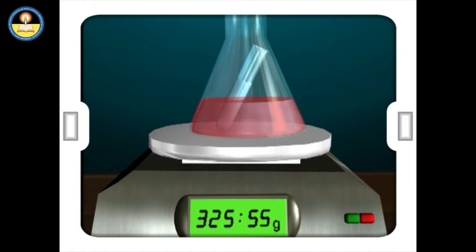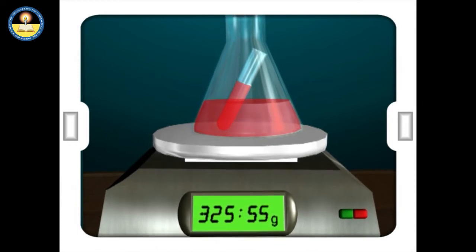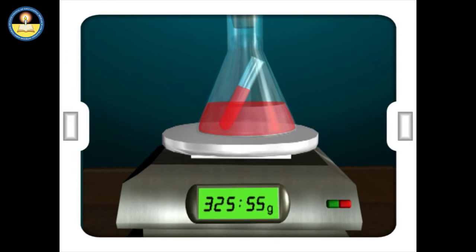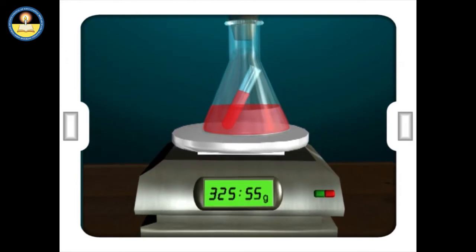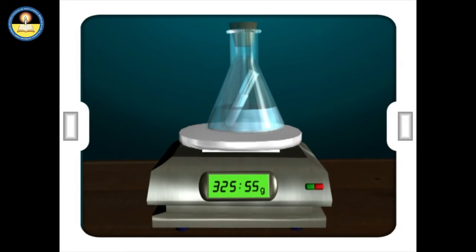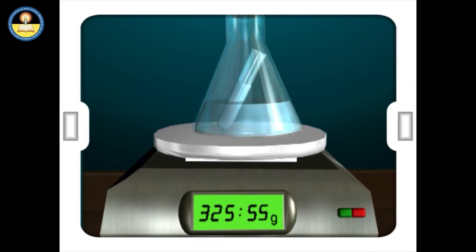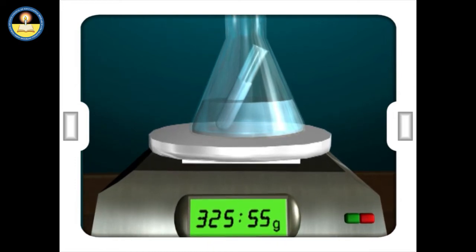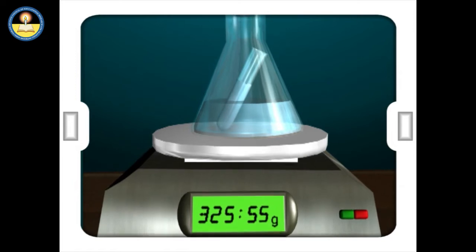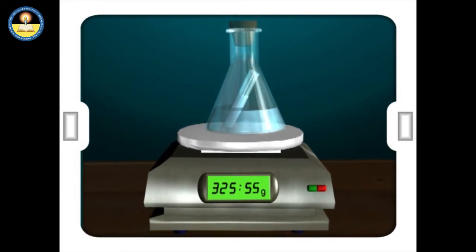Take a little amount of solution of sodium sulfate in a conical flask and some solution of calcium chloride in an ignition tube. We hang the ignition tube in the flask carefully and see that the solutions do not get mixed. Put a cork on the flask. Now we have an ignition tube containing solution of calcium chloride dipped in a conical flask containing solution of sodium sulfate. Weigh the flask with its contents carefully.